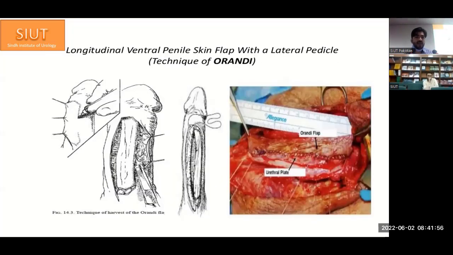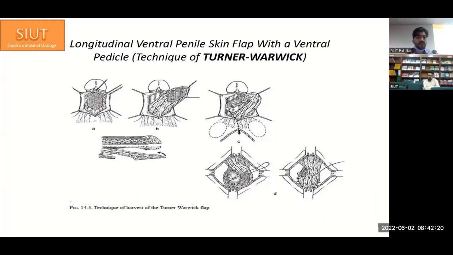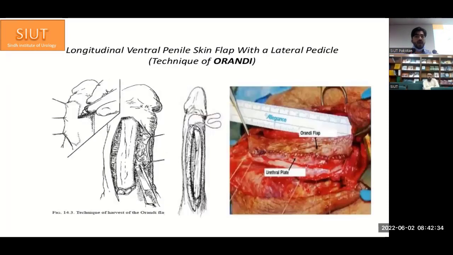This is a longitudinal ventral penile skin flap with a lateral pedicle technique, basically the technique of Orandi. In this, a longitudinal flap is raised with its lateral pedicle. This is a longitudinal ventral penile skin flap with a ventral pedicle technique of Turner-Warwick. In this, a longitudinal ventral penile skin flap is taken with its ventral pedicle, while in the Orandi technique the pedicle is taken laterally.